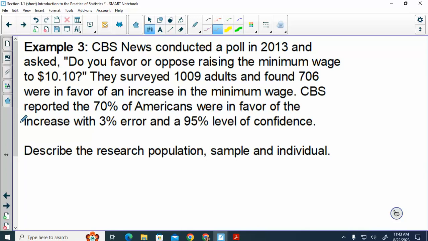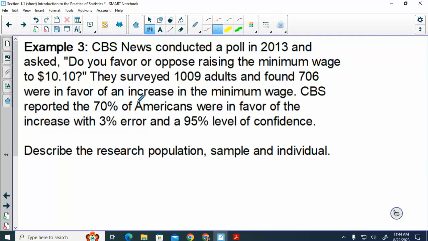NBC News conducted a poll in 2013 and asked, do you favor or oppose raising the minimum wage to $10.10? They surveyed 1,009 adults and found 706 were in favor of an increase in the minimum wage. CBS reported that 70% of Americans were in favor of the increase, with 3% error and a 95% level of confidence. We'll talk about error and level of confidence later on.